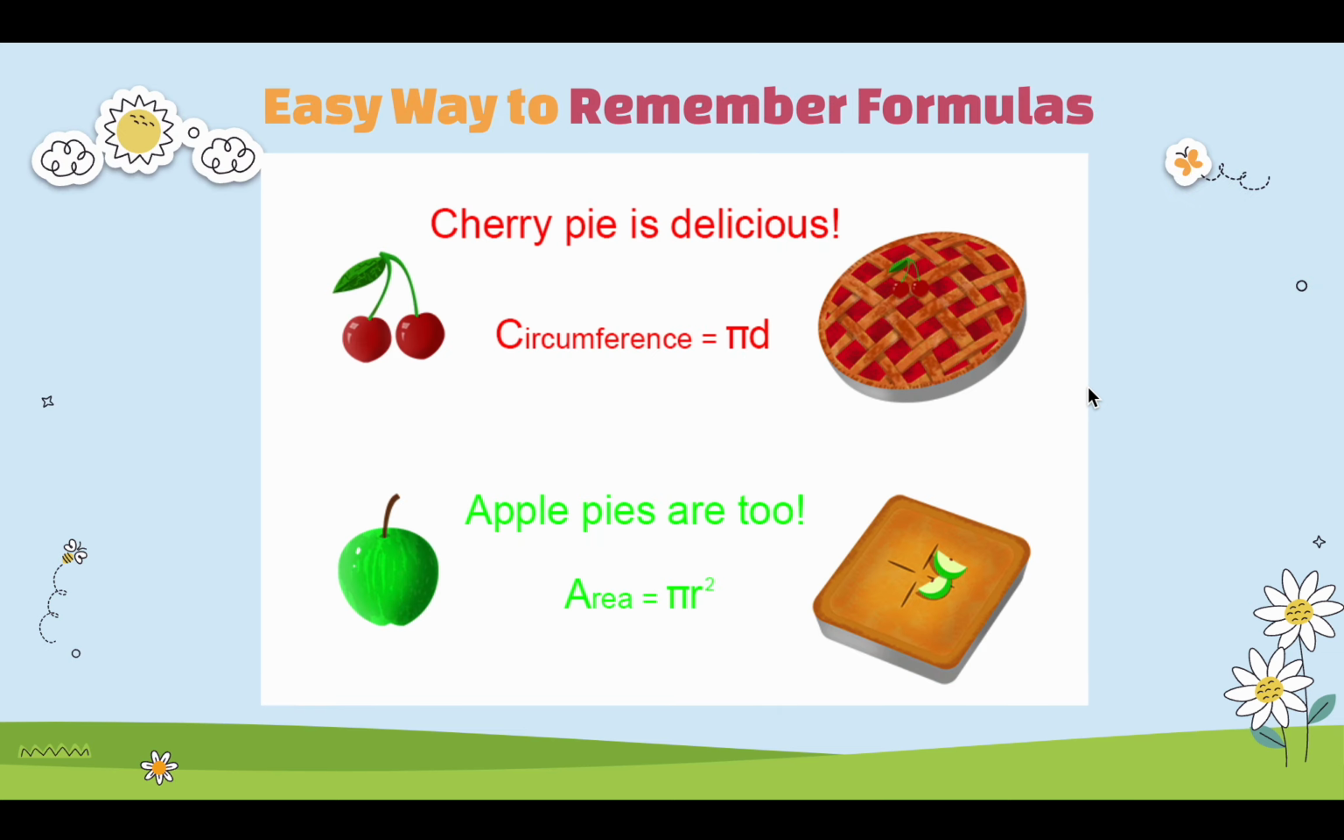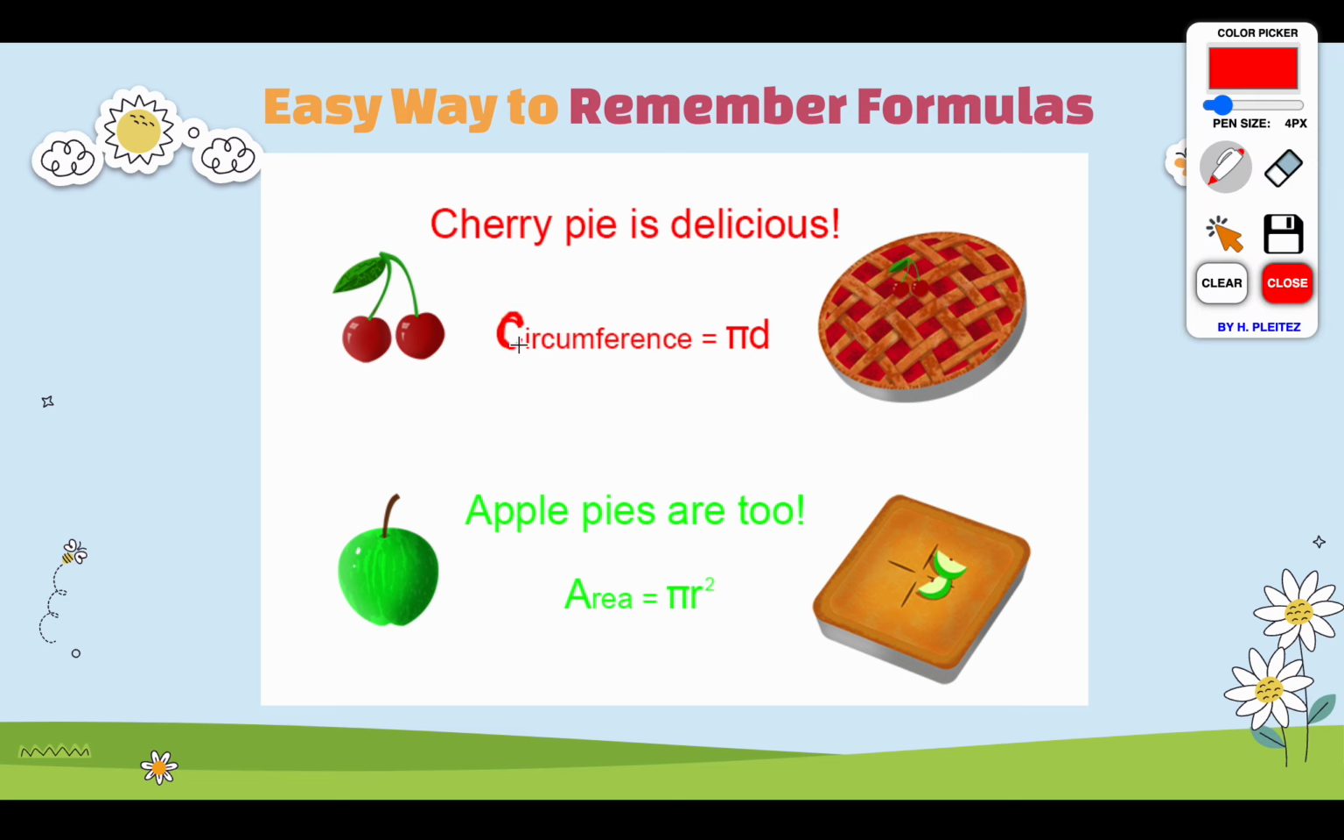Now, this is an easy way to remember the formulas. For circumference, we have cherry pie is delicious, right? C equals pi times D. And apple pies are 2.